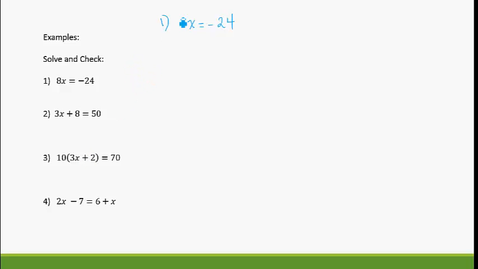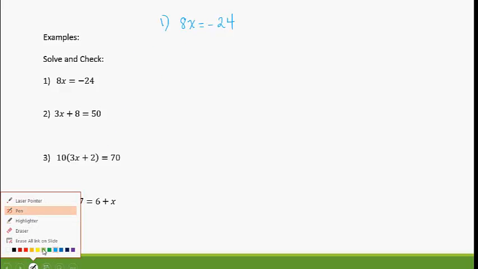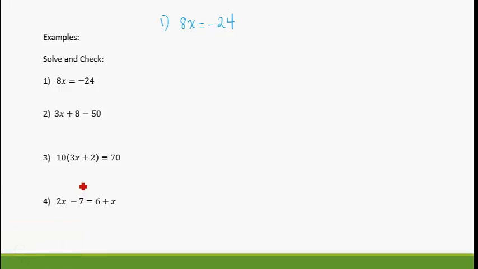Okay, so the way I always say to look at this is to go straight to your variable and ask yourself what's happening. Our variable is x. We're multiplying it times the 8. So our goal is to get x by itself, so we have to, in a sense, undo our operations. The opposite of multiplying by 8 is to divide by 8, or multiply by 1 over 8.